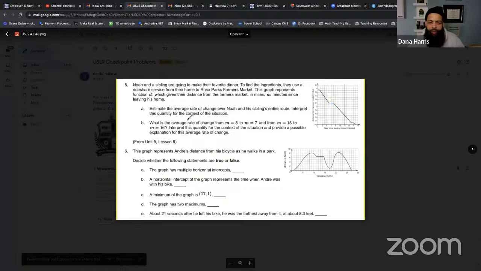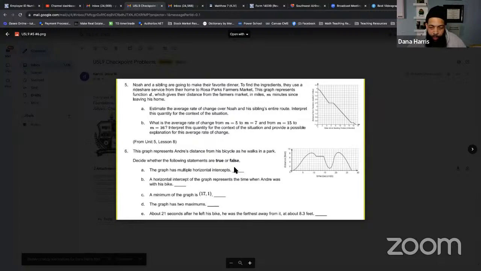Let's look at number 6. Number 6 has a couple different things on it. And we want to decide, so we have this graph here. It says this graph represents Andre's distance from his bicycle as he walks in a park. Decide whether the following statements are true or false.